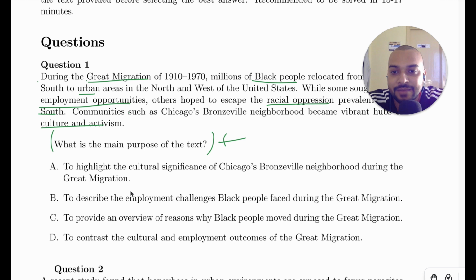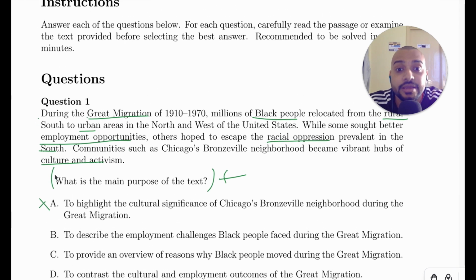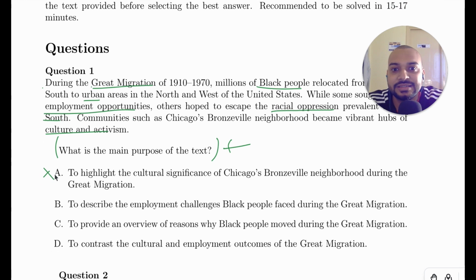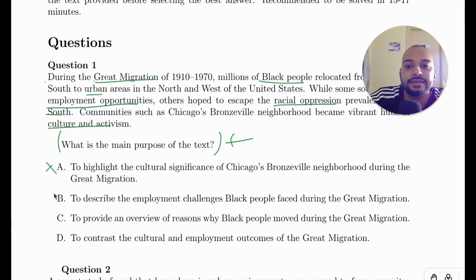Main purpose of the text. Option A, to highlight the cultural significance of Chicago's Bronzeville neighborhood during the Great Migration. This is just presenting the idea that is mentioned in the last line. Not wholesome, not comprehensive. Option B, to describe the employment challenges black people faced during the Great Migration. No description of employment challenges. The only thing that was mentioned was that they moved for better employment opportunities, but no challenges have explicitly been mentioned. So no, this is incorrect.